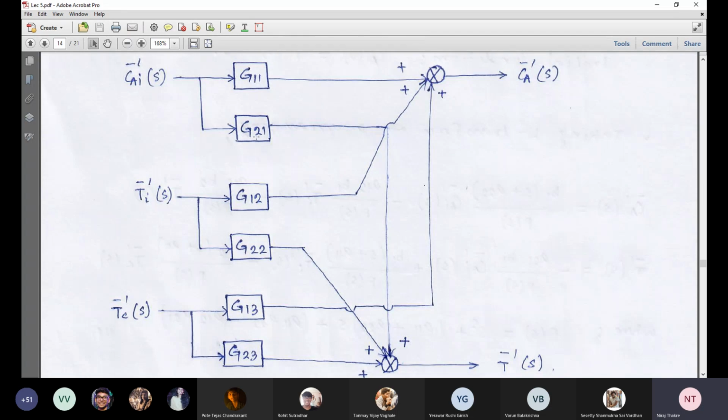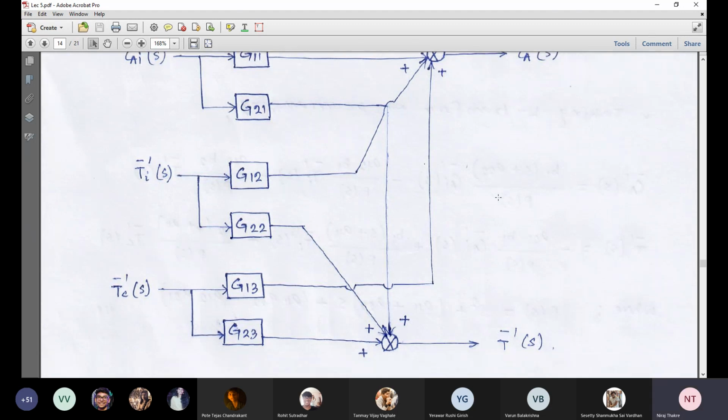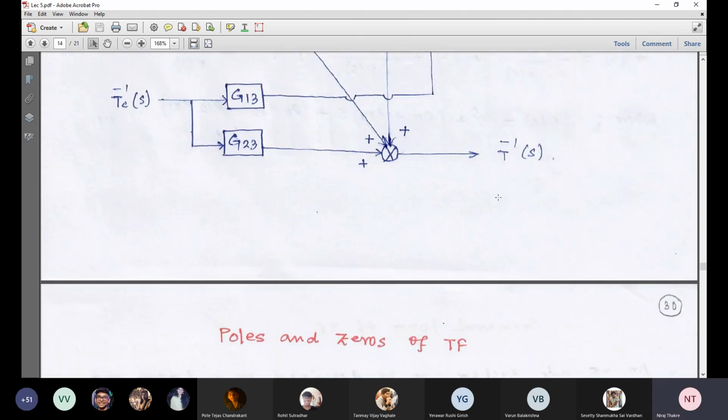And G21: the first suffix indicates the output, that means T, that is the second output, and the second suffix indicates the first input, that is CAI. So you see CI and T are also connected through G21. Like this way we made this block diagram. Anyone has any question on this? Otherwise we will move to our next topic. So I think you all understood. Good.